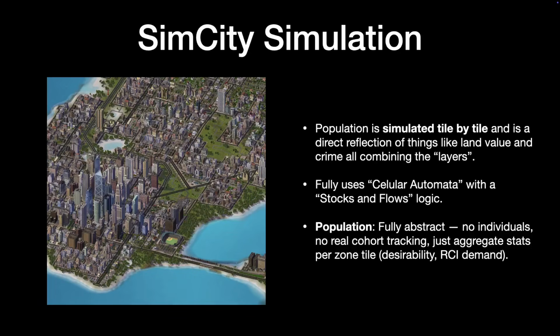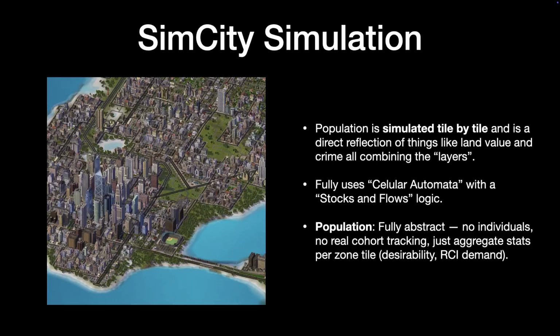So let's talk about SimCity's simulation a little bit more. Again, I'm building my own city simulator, but it's extremely important to understand how things were done in the past, why things were done like that, and things that they might have been doing well that we should emulate even today. So the population in SimCity is actually simulated tile by tile, and it's again a direct reflection of those layers I talked about in the cellular automata. And it fully uses cellular automata with the stocks and flow logic to, I would say, great effect.